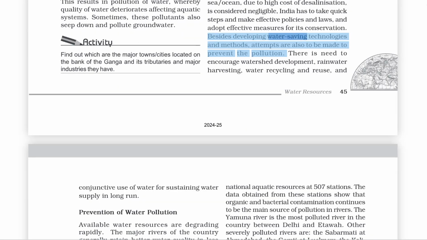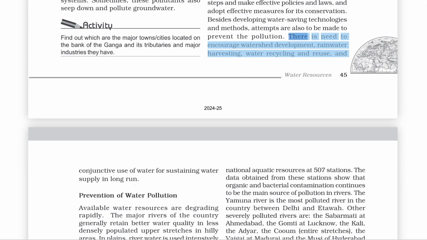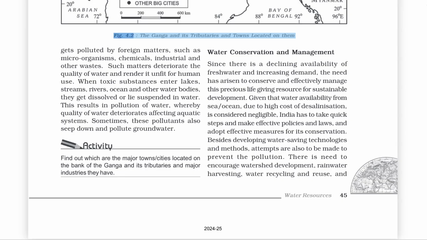Besides developing water-saving technologies and methods, attempts are also to be made to prevent the pollution. There is need to encourage watershed development, rainwater harvesting, water recycling and reuse.